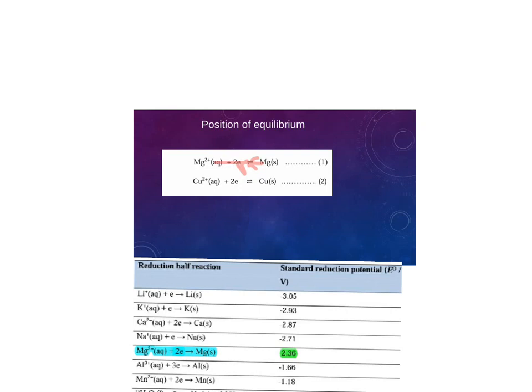But in the case of copper, comparatively it is less to the left side. So when we compare two electrodes, or let's say half cells, depending on their electrode potential values, we can say which is more to the left in the equilibrium, right? If the electrode potential value is more negative, that means it is more to the left, right?